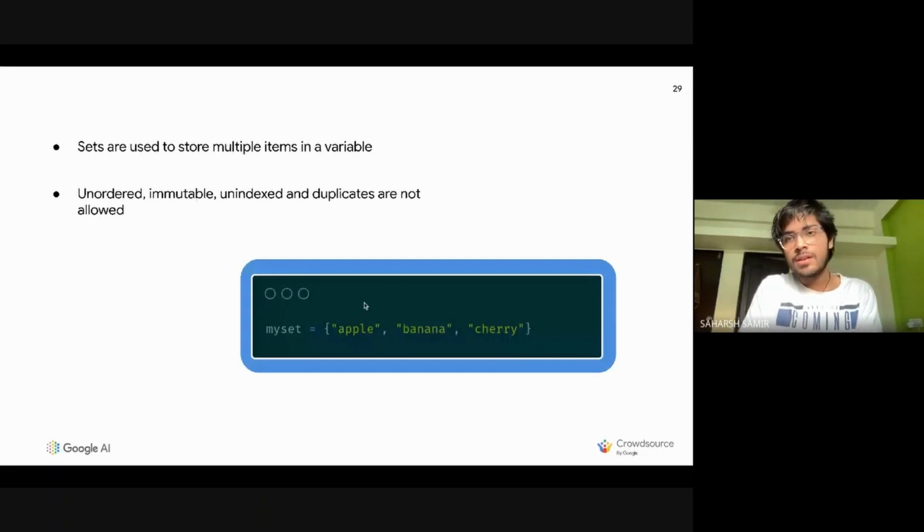So what are sets? Sets are another way to store multiple items in a variable, and sets are unordered, immutable, unindexed, and duplicates are not allowed. So I'll explain what that means.